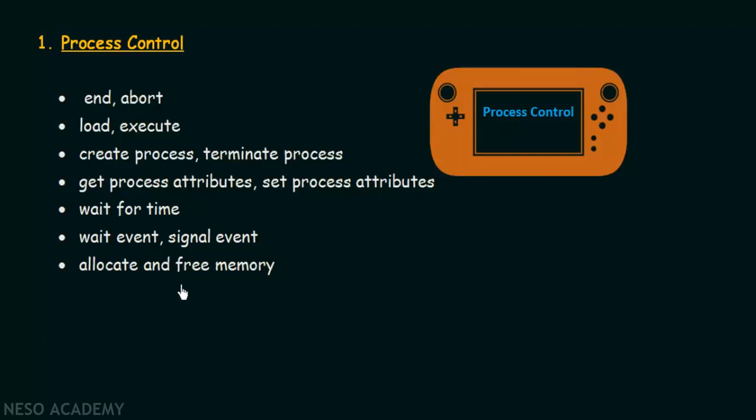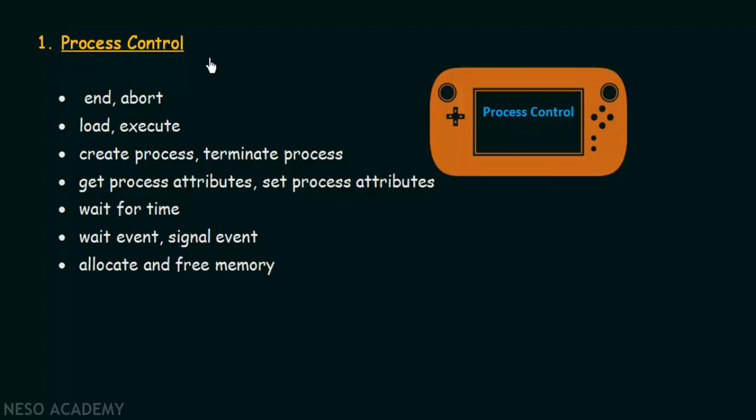Then we have allocate and free memory. That means that when a process is going to be executed, it may need memory. It may need access to the memory. So we may have to allocate the memory for that process. And when the process finishes execution, that memory which was allocated to that process has to be freed. So that is what we mean by free memory. These are all examples of system calls that are used for controlling the processes. So they all fall under the category of process control system calls. So that is the first one.